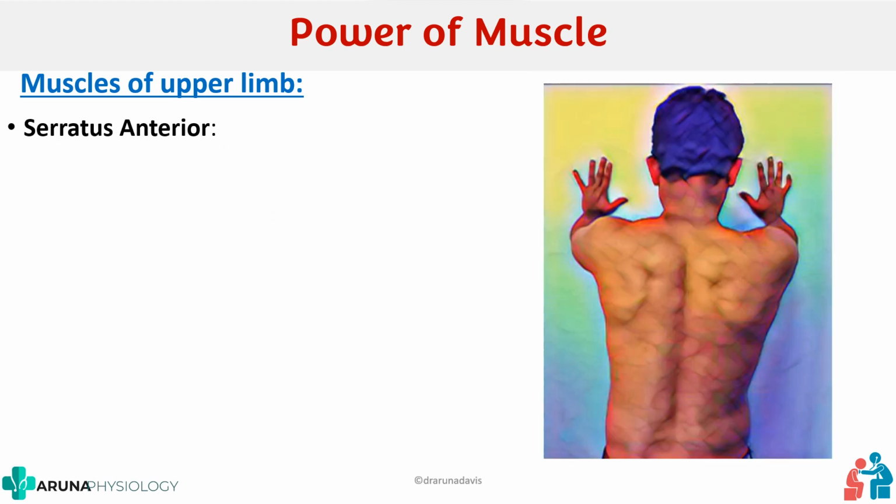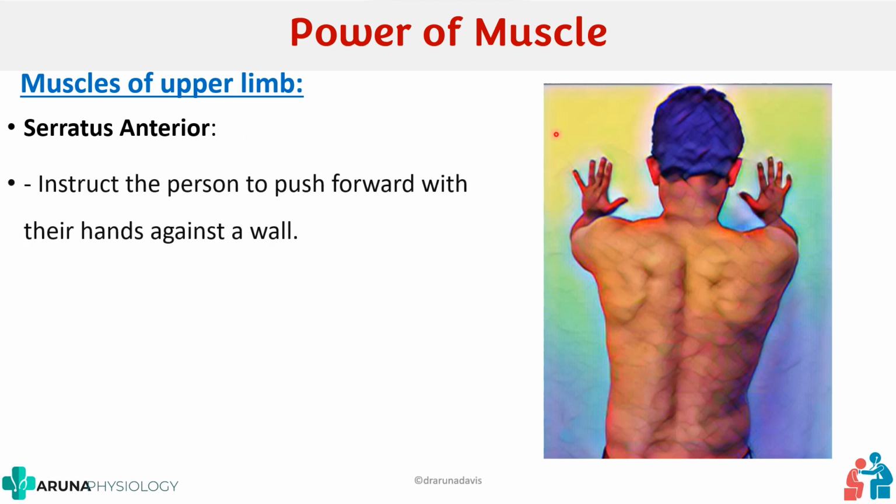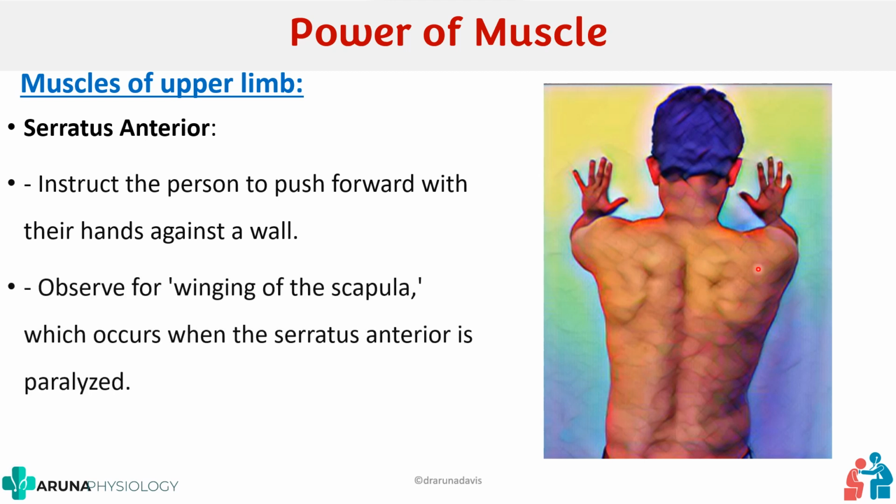Next muscle is the serratus anterior. Now this might be familiar to you because we've learned about winging of scapula and all. So to test for the serratus anterior, you can ask the subject to push forward with their hands against a wall. Ask the subject to push against a wall. In that case, if there is a paralysis, you can see winging of scapula. The medial border of the scapula will be more prominent in case of winging of scapula. So that is how you will test for serratus anterior. Just ask the subject to push against the wall.